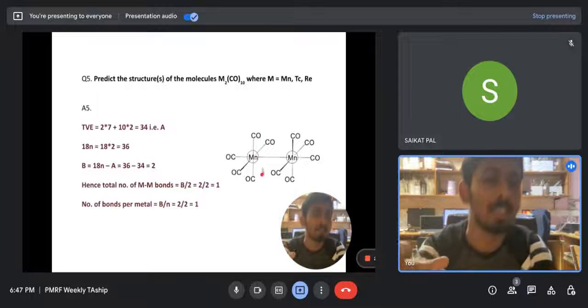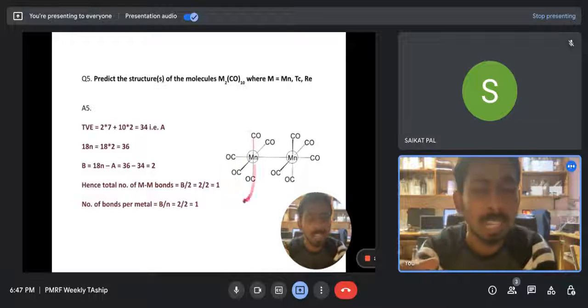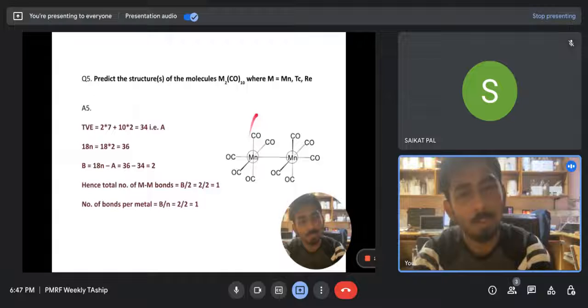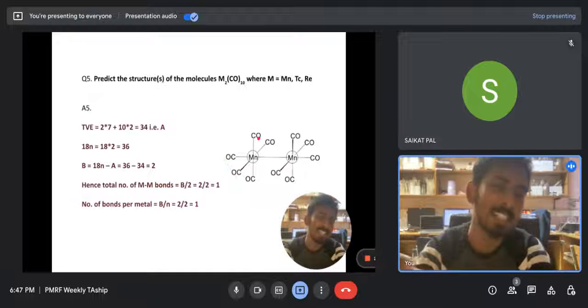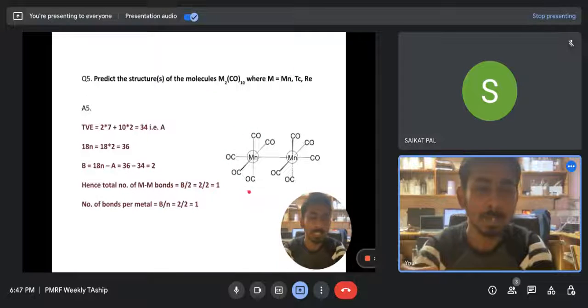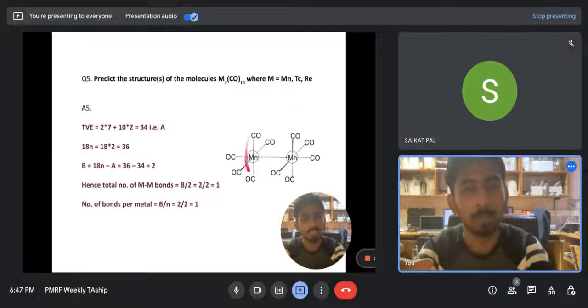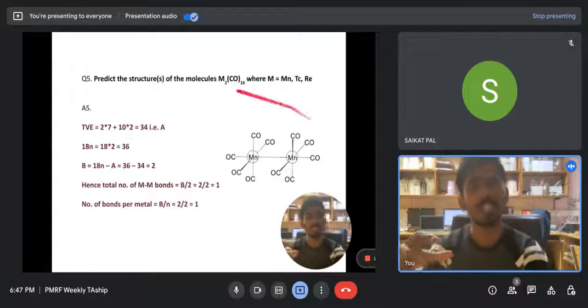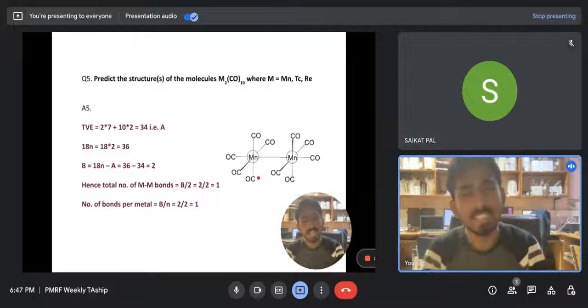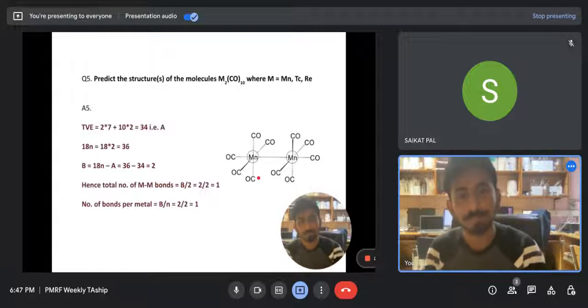Mn2(CO)10: each Mn(CO)5 moiety has Mn contributing 7 electrons and 5 CO contributing 10 electrons. So 10 plus 7 is 17. 17 plus 17 for the two fragments is 34, and since there is a metal-metal bond, there are 2 more electrons, making 36. So this is a 36 electron system, and it is actually obeying the 18 valence electron shell rule.